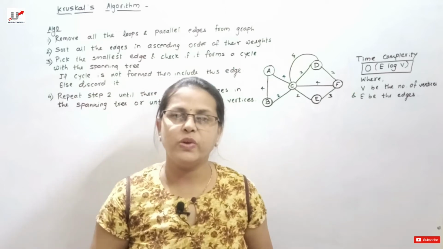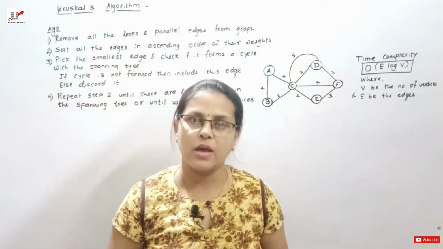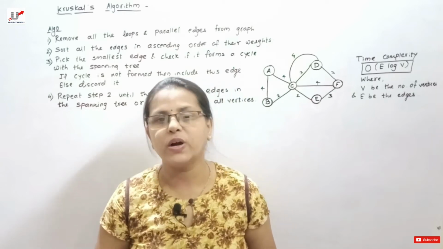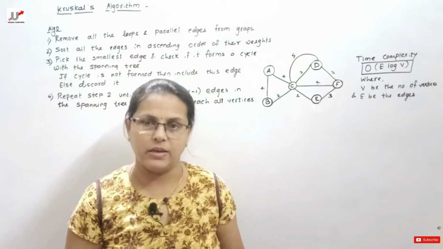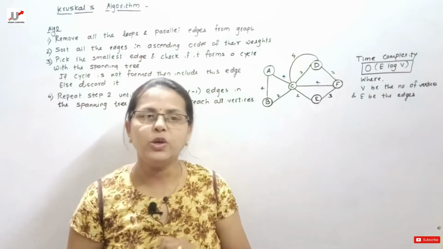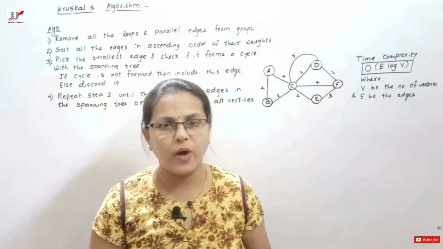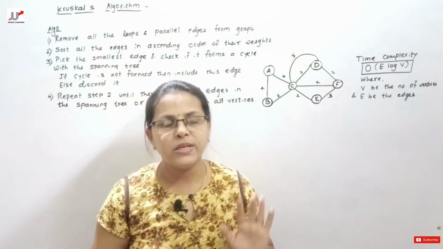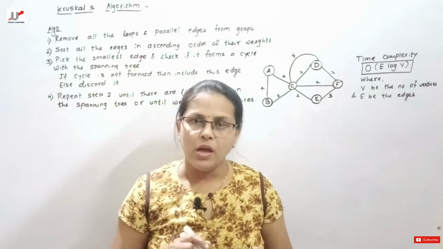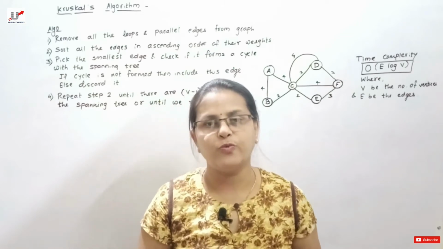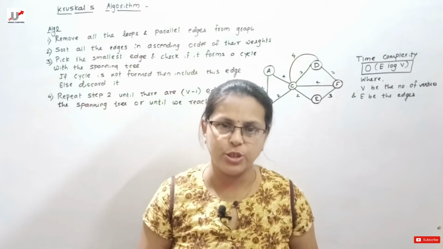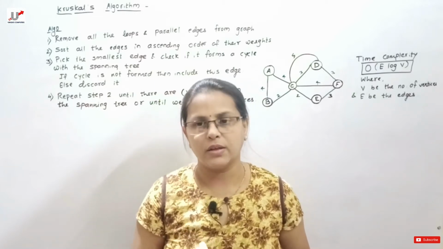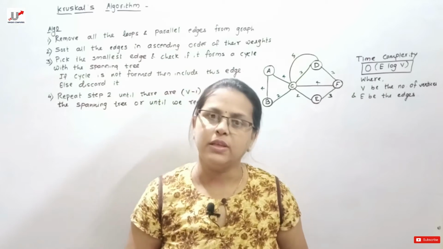Hi friends, in this video we will learn about Kruskal's algorithm to find out the minimum spanning tree of a connected weighted graph. It uses a greedy approach to find the optimal solution at every stage. This algorithm is used to find out the subset of edges through which we can traverse every vertex of the graph.